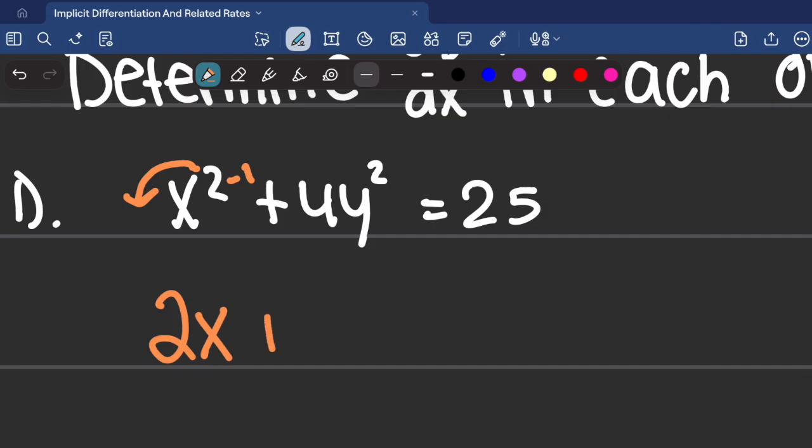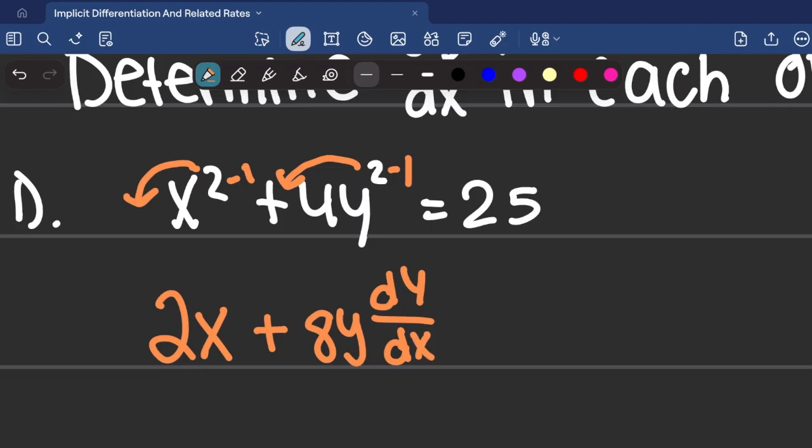So we have that plus, what's the derivative of 4y squared? Same idea, we're going to bring the 2 down. Now we have a number, so we have to multiply the 2 by 4. So 2 times 4 is going to be 8y, because again, y squared becomes y to the power of 2 minus 1, which is 1, which is implied, so you don't have to write that. Now don't forget that with implicit differentiation, anytime you are taking the derivative of a y value, you have to include dy over dx, which basically means with respect to x. That's essentially what you're saying here.